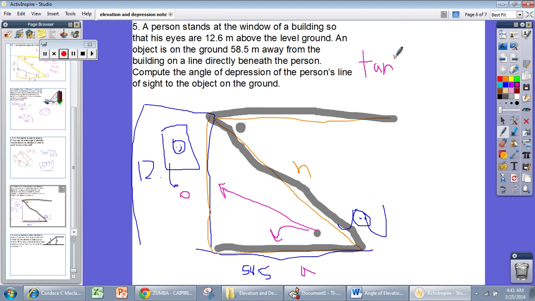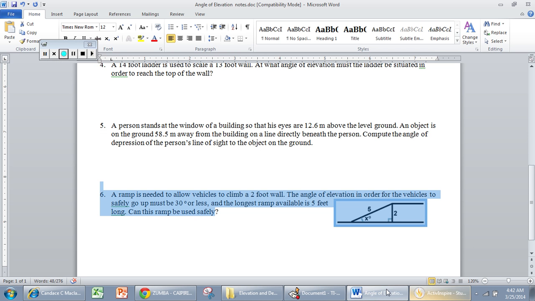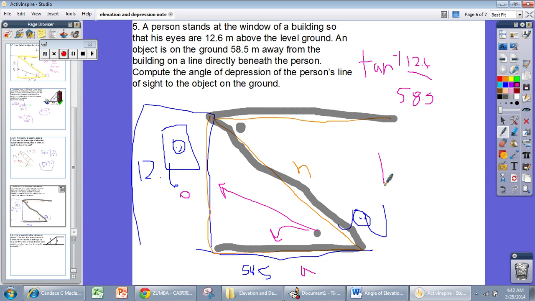So tan inverse of 12.6 over 58.5. And let's plug that in. Alright, so about 12.2. Oh, wrong page. 12.2.